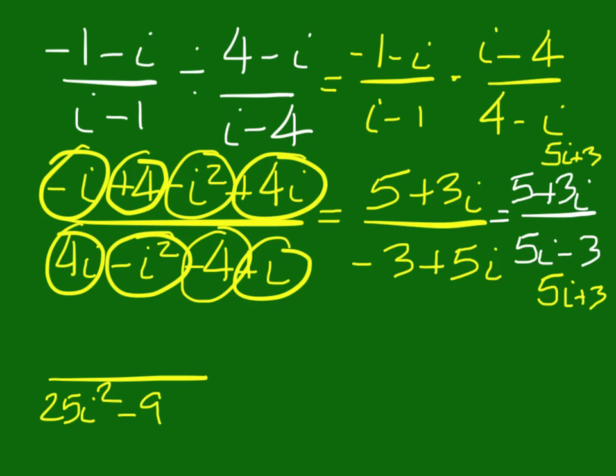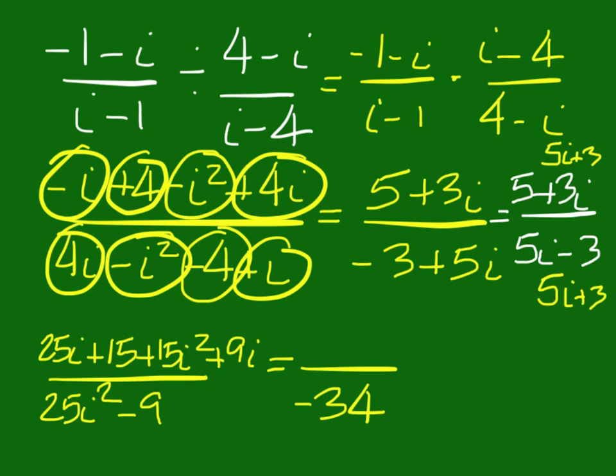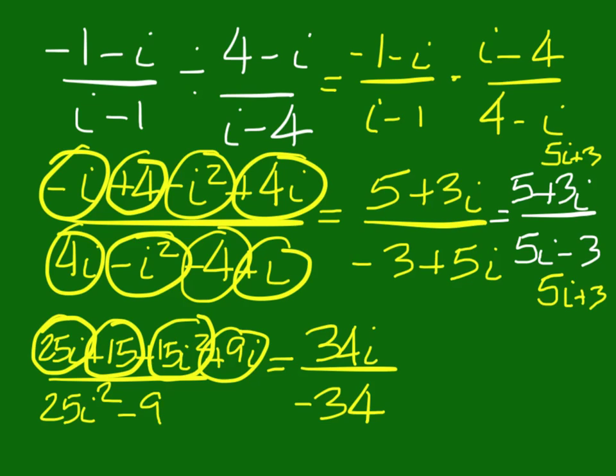On the top you would have 5 times 5I, which is 25I, and then plus 15, and then plus 15I squared plus 9I. On the bottom, that's a negative 25 minus 9 is a negative 34. And then on the top, it's negative 15 and 15, which is going to be 0, and that's a 34I. Negative I is the answer.